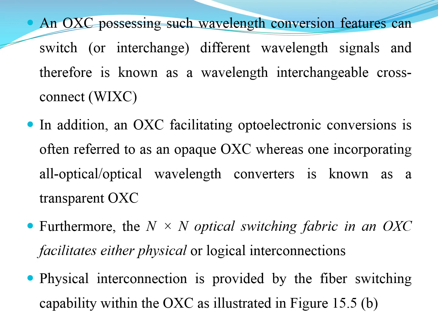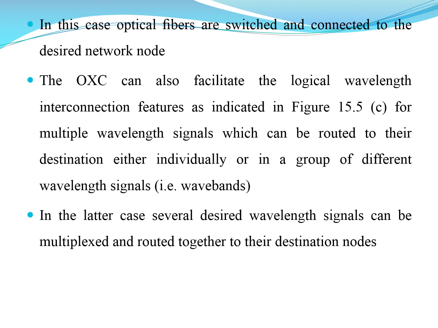So which can perform all optical wavelength conversion, that is done by transparent OXC. Further, the N cross N optical switching fabric in an OXC is going to facilitate either a physical or logical interconnection. So physical interconnection is provided by the fiber switching capability within the OXC. In this case, optical fibers are switched and connected to the desired networking node.